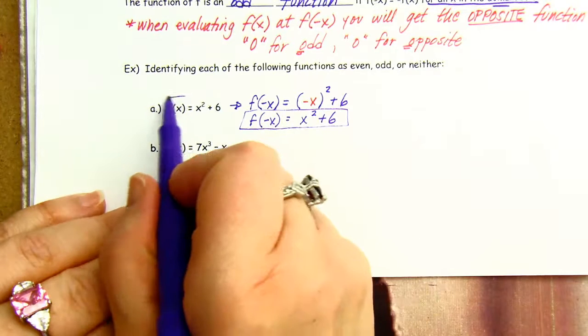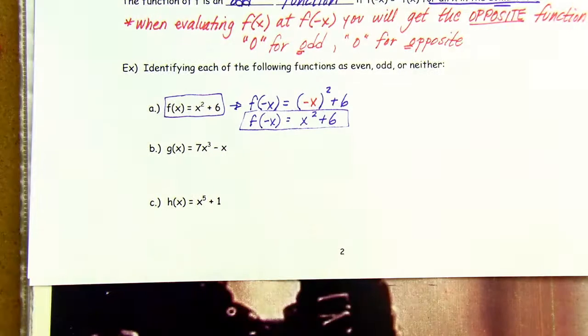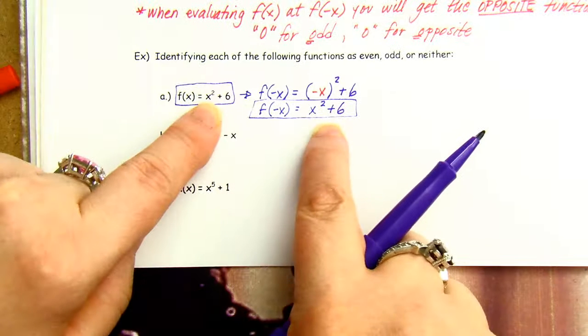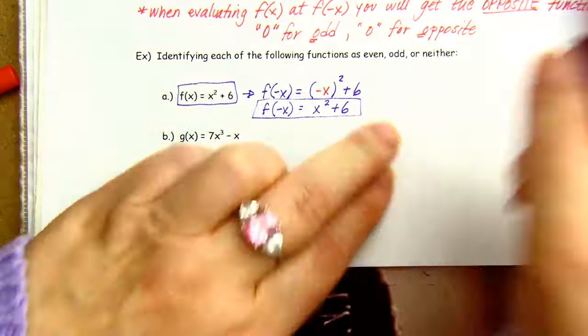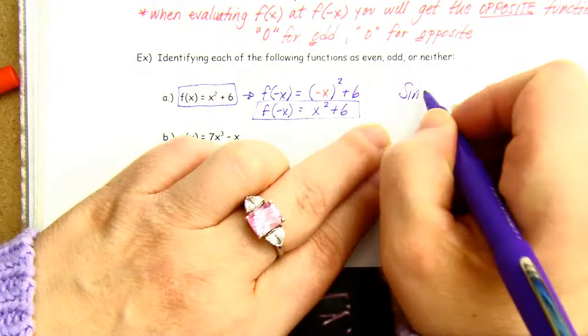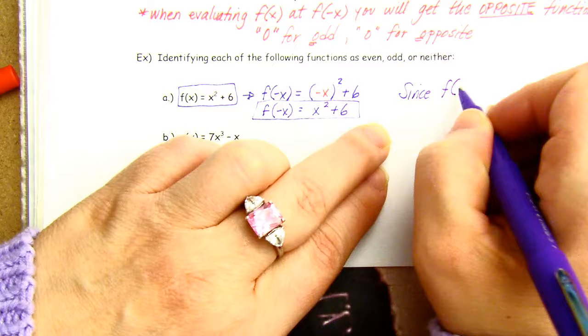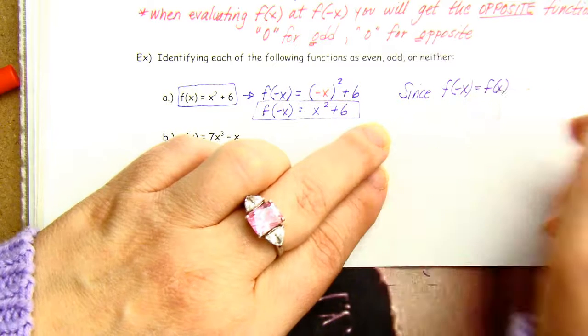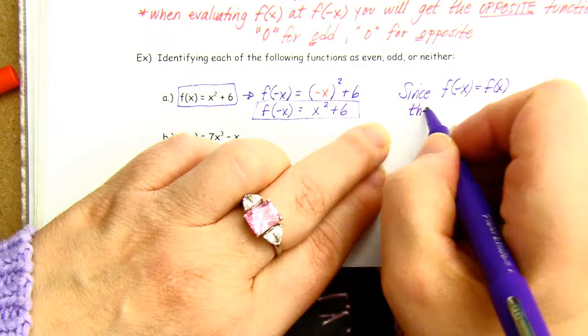Folks, if I compare these two, they are exactly the same. f of x equals f of the opposite of x, right? x squared plus 6 equals x squared plus 6. This function is even. So we say since f of the opposite of x equals f of x, the function is even.